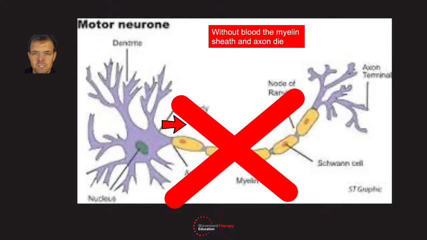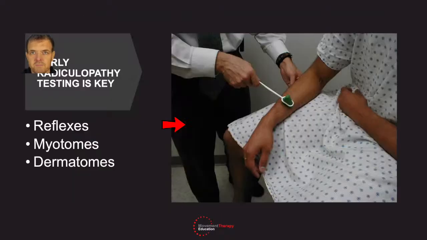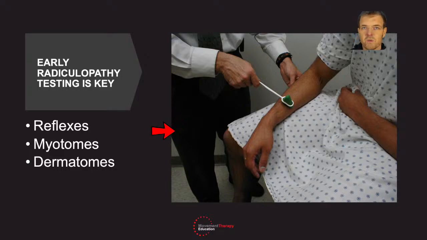Okay, so this is why getting people seen quickly with nerve symptoms is really important. So you need to test them. And again, if you don't know how to test them, you send them to someone who does. And it's the radiculopathy testing that we were talking about a couple of weeks ago. The differences between radiculopathy, radicular.